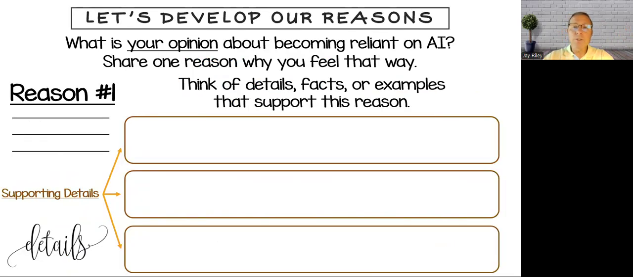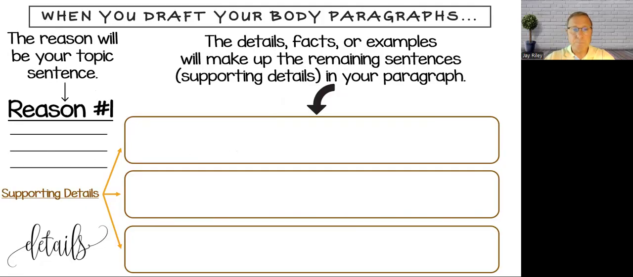So what I want you to do now is think about one reason in support of your opinion. Hopefully, if you've been following these videos, you've been able to complete your graphic organizer where you've developed your opinion and three big ideas in support of it. Now, I want you to list that first reason and try to think of three supporting details. You want to make sure that you've got facts, details, and examples that support that big idea.